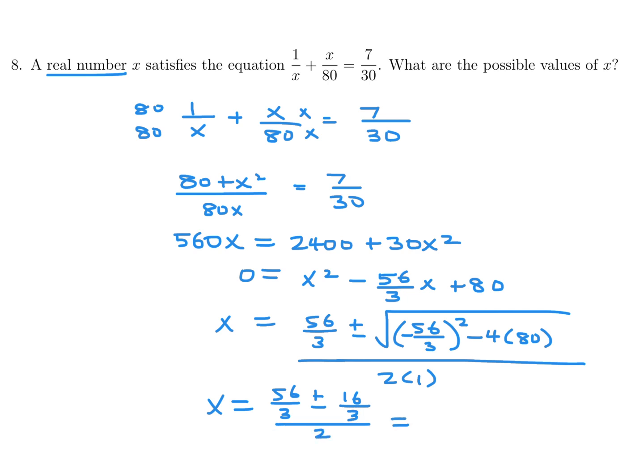So when you do this, you actually get two numbers. You get 12 and you get 20 over 3. And those are the two real numbers that satisfy that equation.